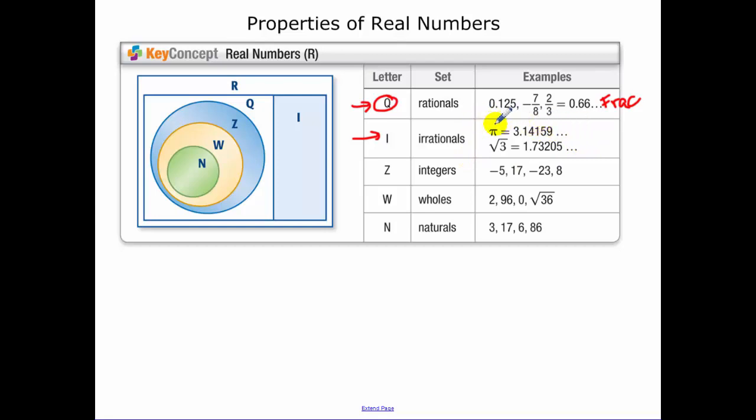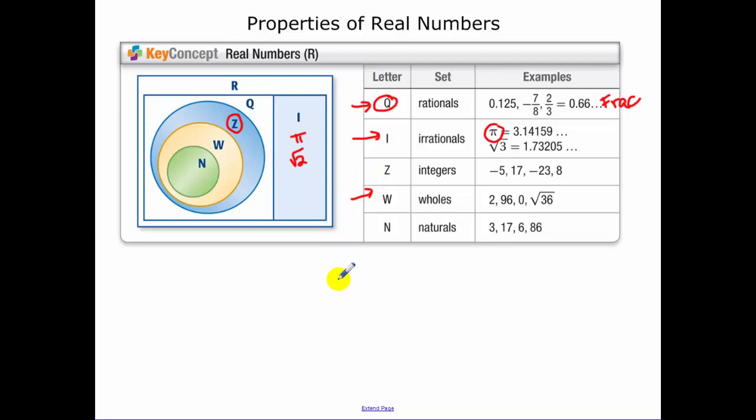For example, one we're most familiar with is pi. Or non-perfect square roots. They have the square root of 3 written there, or the square root of 2, and so on. Then a subset of rationals are integers, and their abbreviation is Z. And integers are basically positive and negative whole numbers. So you could think about it like that.